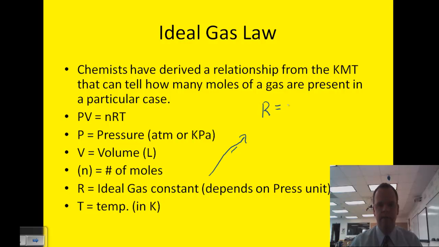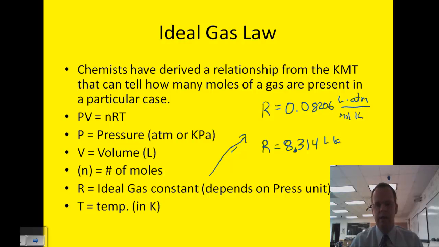R is 0.08206. That is if we're in the units of liters atmospheres per mole Kelvin. So if we're in the units of atmospheres, volume in liters, n in moles, T in Kelvin, we would use this for the ideal gas constant. We use 8.314, with a decimal place, when we're in liters kilopascals per mole Kelvin.